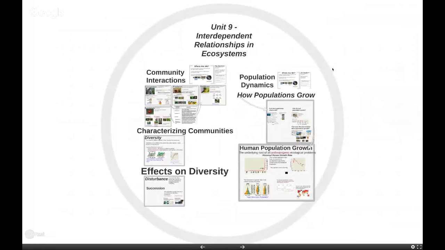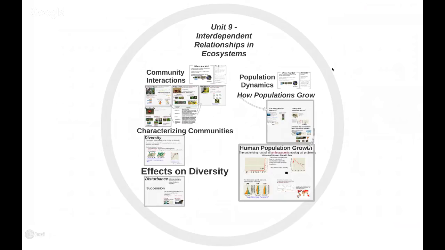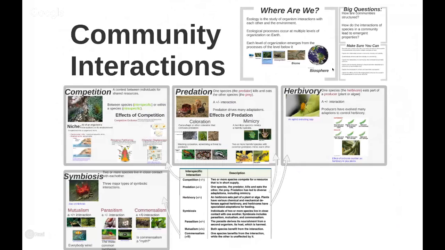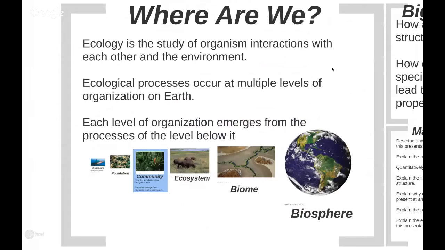All right, so ecology, the interdependent relationships in ecosystems. We basically broke it down into two main parts, community interactions and populations. When we study ecology, we can study it at various levels. Knowing a basic definition of these levels is kind of important, though we didn't really stress biomes and ecosystems that much. I would definitely know that a community is all the populations in a certain area. So it's all the organisms found in that area, not just one species, and then how they interact with each other.